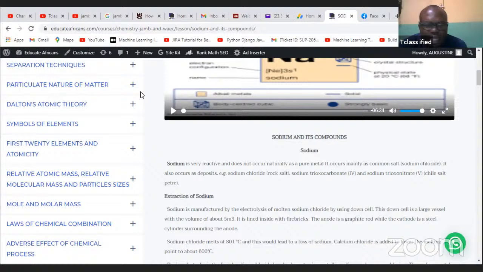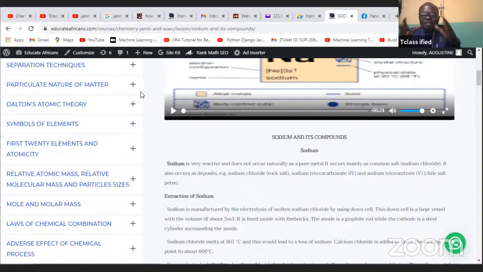Now, extraction of sodium. How do you get this sodium? Sodium is manufactured by the electrolysis of molten sodium chloride by using the Downs cell. So JAMB is going to ask you, which of the following is manufactured by using the Downs cell? You should know that it is sodium.